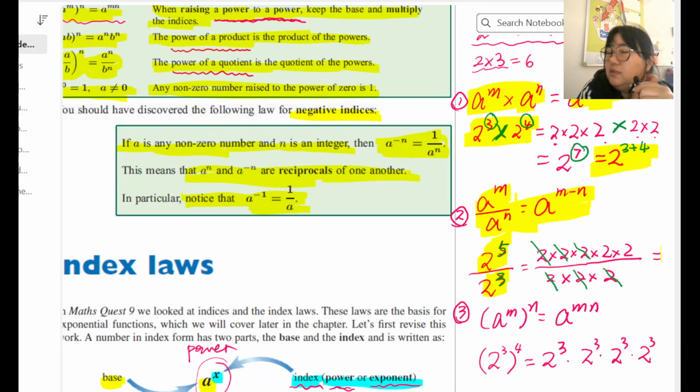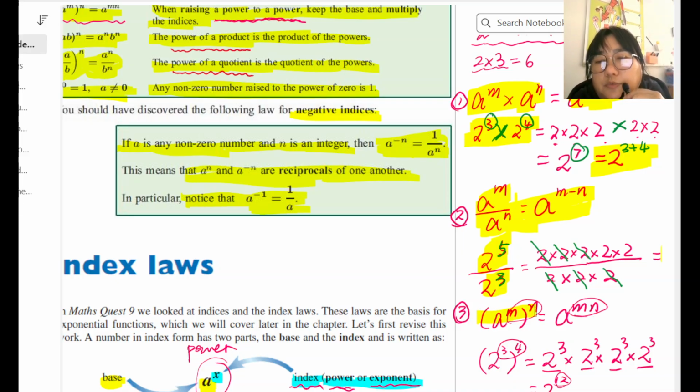itself 4 times. And now we can see here, they have 3 lots of 2, here 3 lots of 2. So keep on, they all times each other. So totally I have 12 lots of 2 times each other. So that is equal to 2 to the power of 12. And now you check this 12 exactly equals 3 times by 4. Okay? So the mn exactly equals m times n. So this law can also be proved from this calculation. So 3 times 4, that is 12.